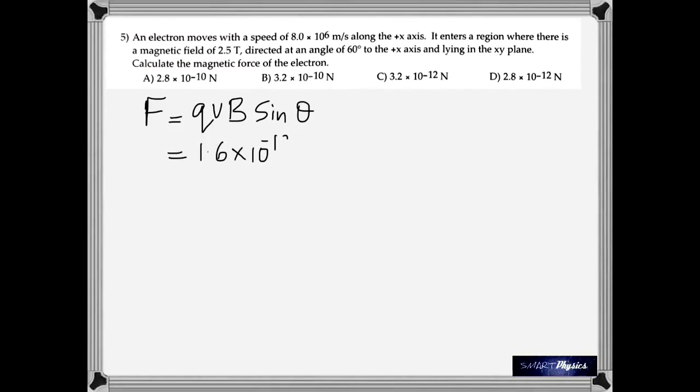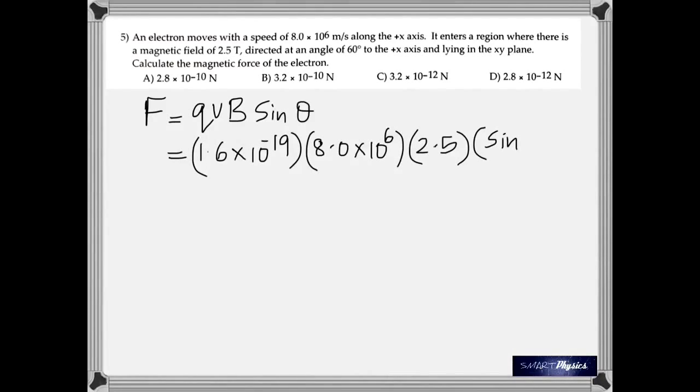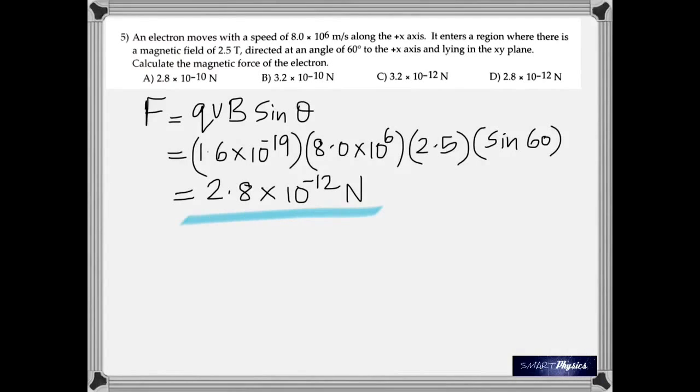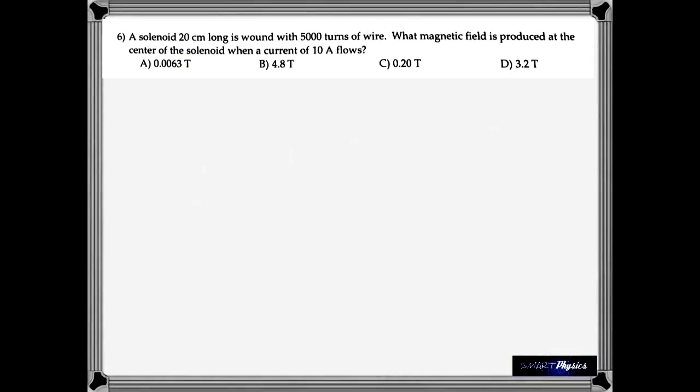Electron, charge of the electron times the velocity given, multiplied by the magnetic field, and sine of 60 degrees, which gives 2.8 times 10 to the negative 12 newtons. Again, a problem about a solenoid, direct formula.